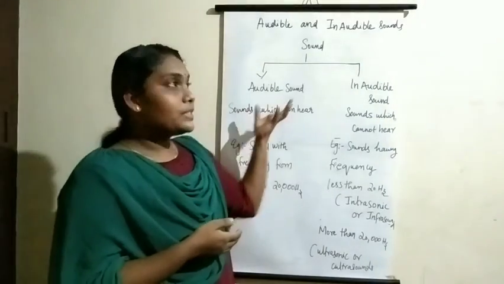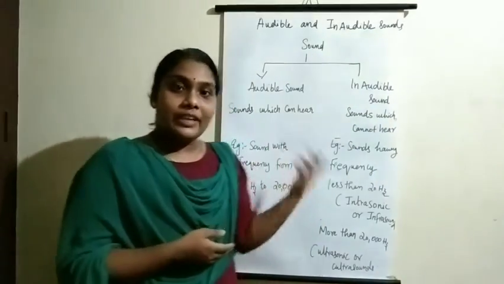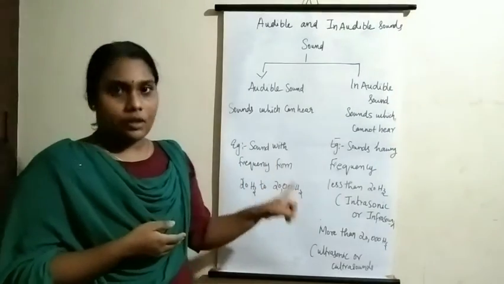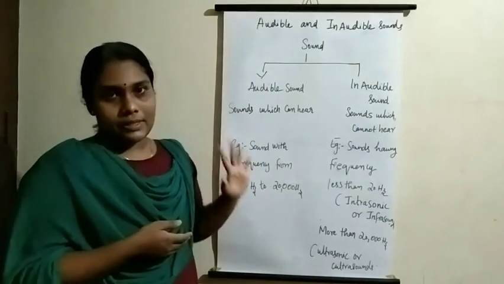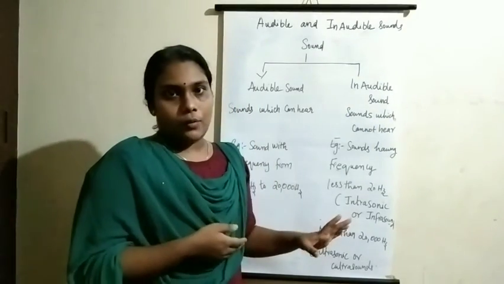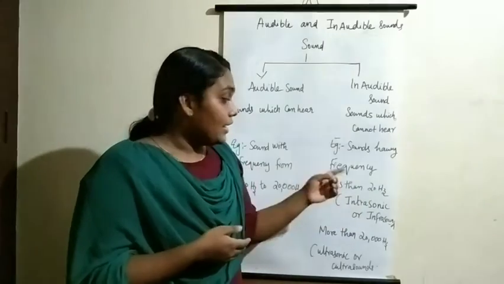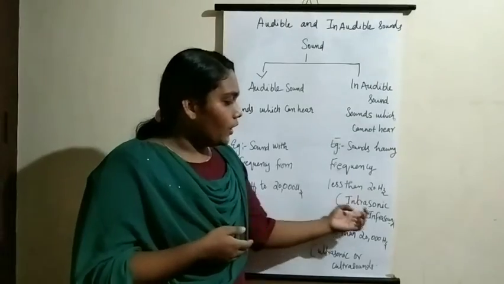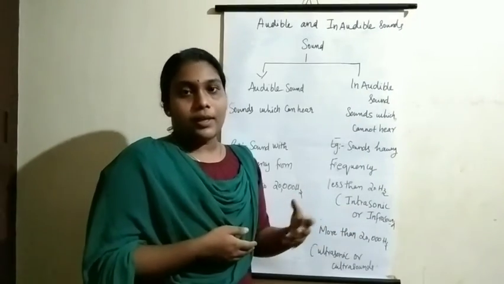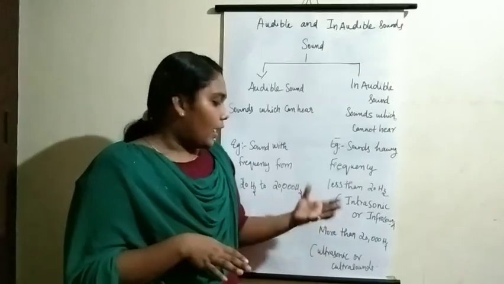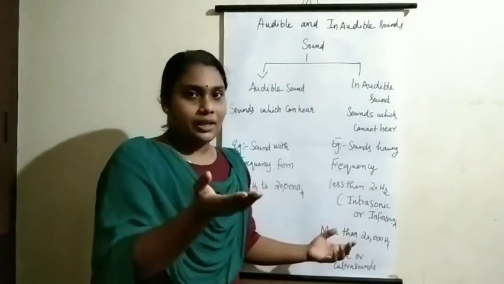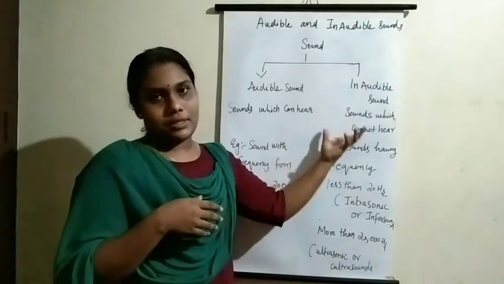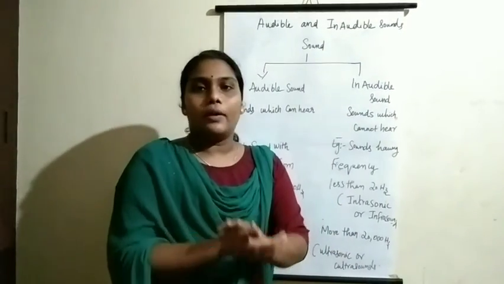What is audible sound and inaudible sound? We can hear sound having frequency 20 hertz to 20,000 hertz. It's called audible sound. We cannot hear sound having frequency less than 20 hertz, called infrasonic or infrasound. Then we cannot hear sound having frequency more than 20,000 hertz, called ultrasonic or ultrasounds. It's called inaudible sound. Okay, all of you clear what is inaudible and audible sounds?